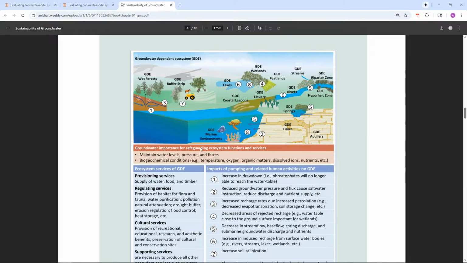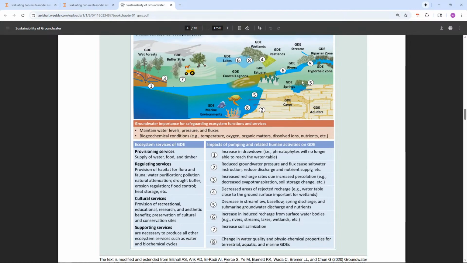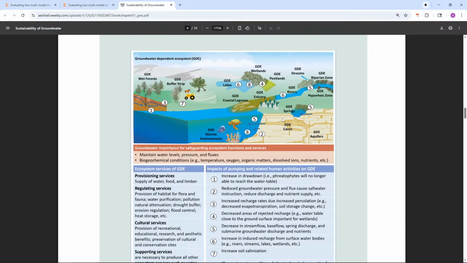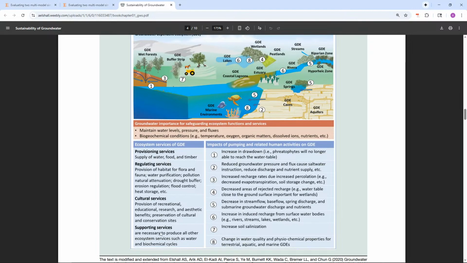And now I'm showing you the impact of pumping. Once I start pumping, what impact will occur? Number one, an increase in drawdown, so the water level will go down. Phreatophytes, the types of plants that tap into the groundwater table, will no longer be able to reach the water table. Each number here shows the impact of pumping on this specific ecosystem. And then somebody will ask, what do you mean by ecosystem services? There are four ecosystem services, and here I'm showing you what they are: provisioning service, regulating service, cultural service, and supporting service.